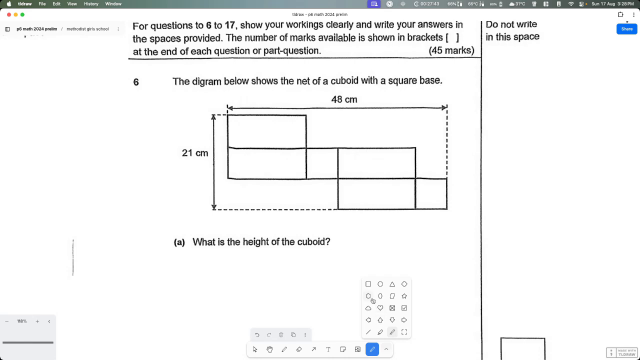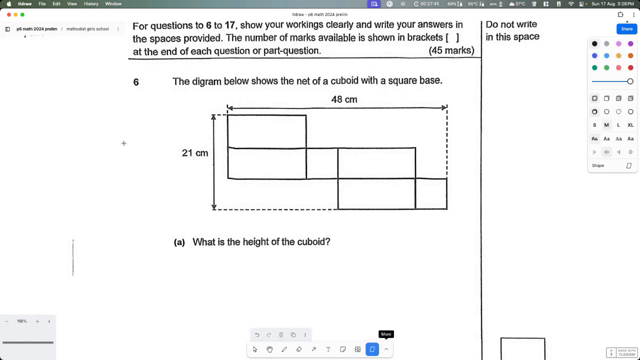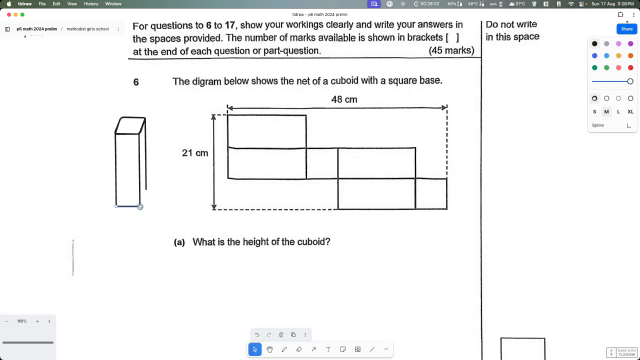So what does it look like? A cuboid with a square base will look something like this. And then you have this very long length. I'm going to copy this and paste it over here. A square base is basically the same length and breadth. So what is the height of the cuboid? It is basically this whole thing. This is the height.